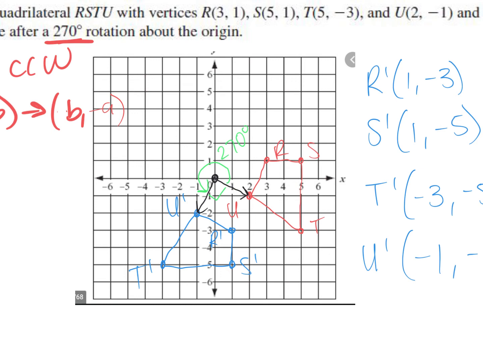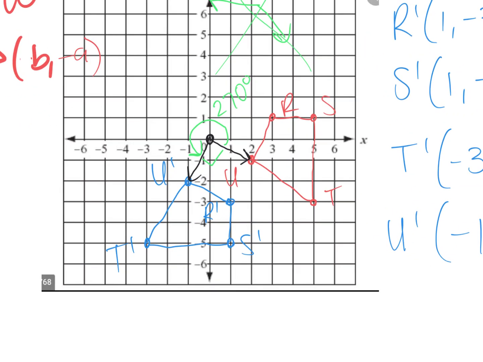If you get an angle that's like this, let's make it really dramatic, does that angle look to be 90 degrees? You messed up, okay? You have to go back and do it until you get this sort of an angle where this looks like it's 90 degrees.